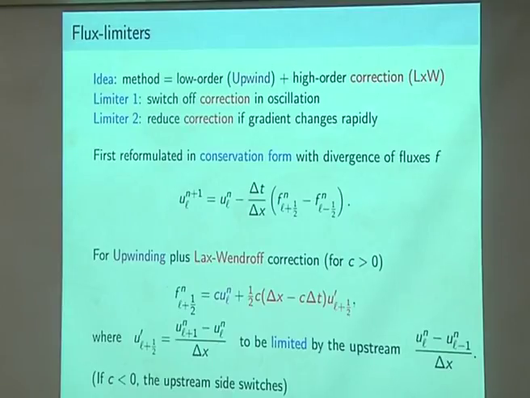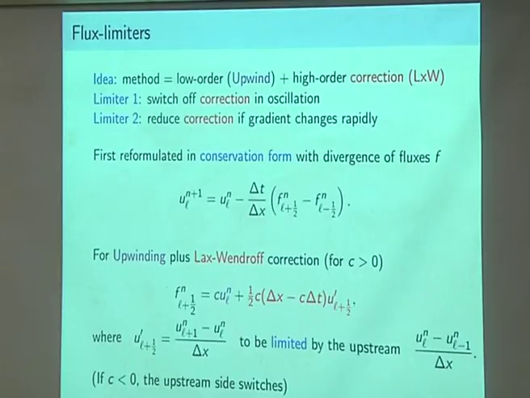And the limiter will reduce the contribution from the correction. We'll only get half the contribution from the correction if the gradient is increasing steeply. If it looks like we're about to go into a discontinuity, we'll begin to switch off the correction. Those corrections give us all those spurious oscillations.